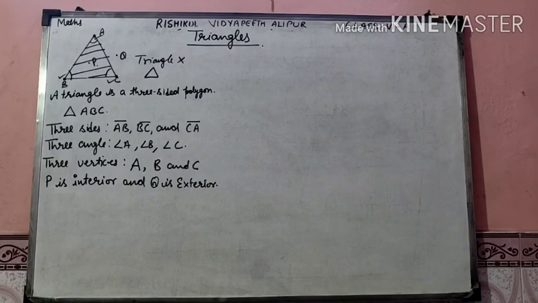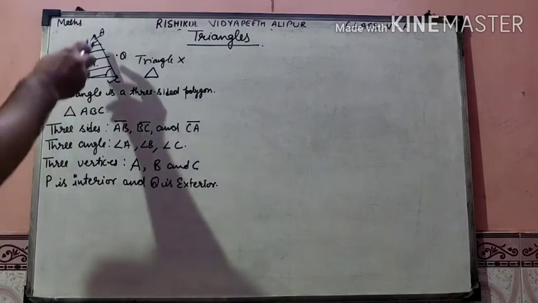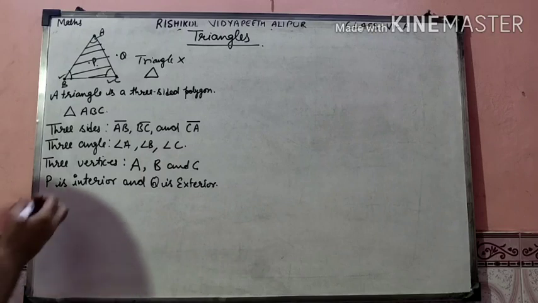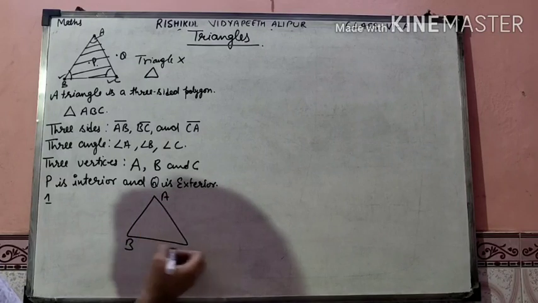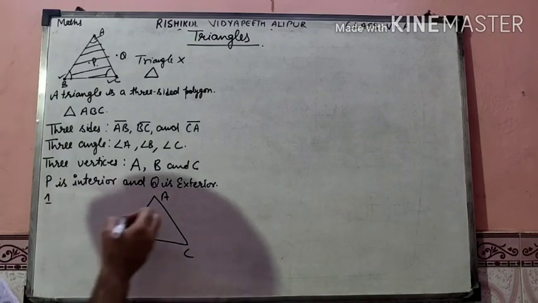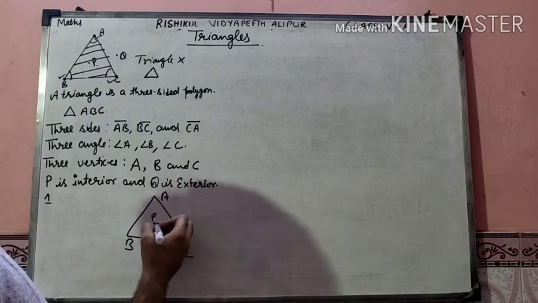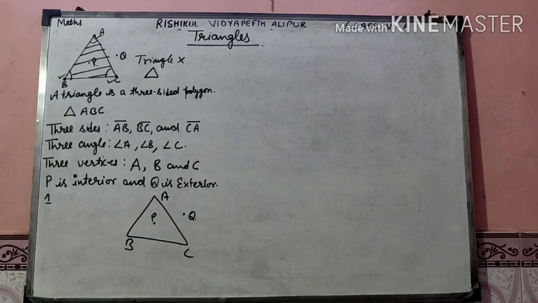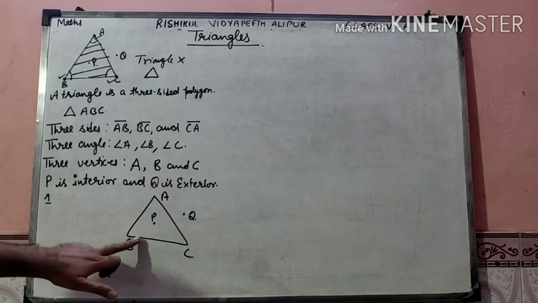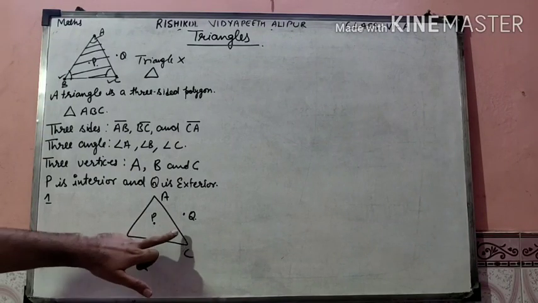Draw a rough sketch of a triangle ABC, and you have to mark the points P and Q. P is inside and Q is outside. So this is a triangle. This is question number first. पहले आपको क्या करना है? Rough sketch draw करना है. Then you have to mark P in the interior and Q in the exterior.